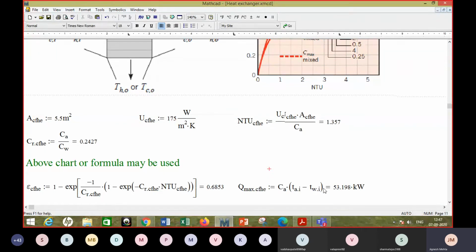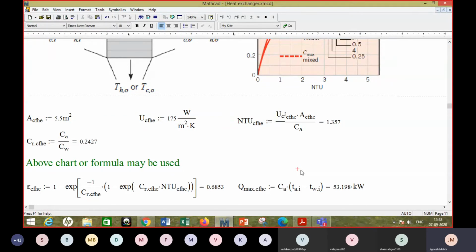And how much is the maximum heat transfer rate? So find out that maximum possible heat transfer rate, right? That is C minimum, that is C of air, multiplied by hot fluid inlet minus cold fluid inlet. So air inlet minus water inlet. As you can see, that maximum is 53.198 kilowatt. That's the maximum possible, right?